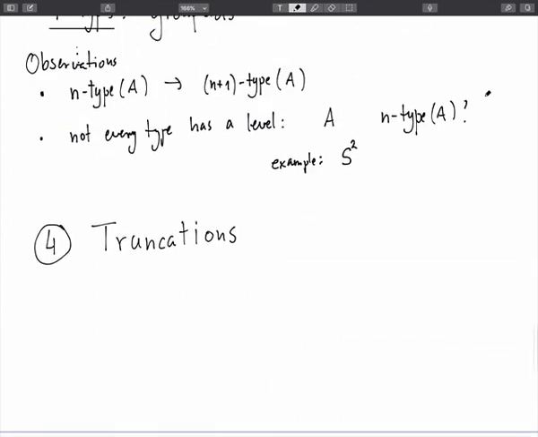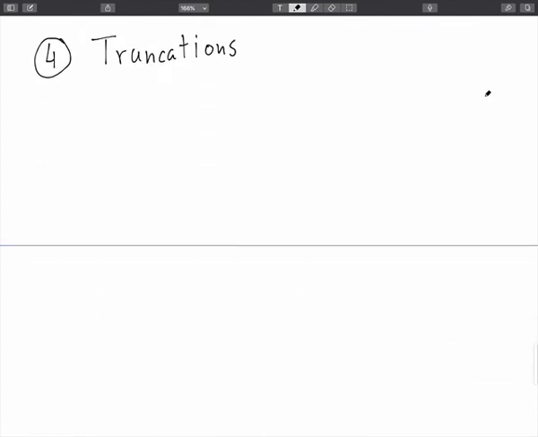Okay, so now we have a universe, and inside the universe, we have n types sitting. So let me define now, let me write it with a capital T, n-Type, like this, with a capital T.